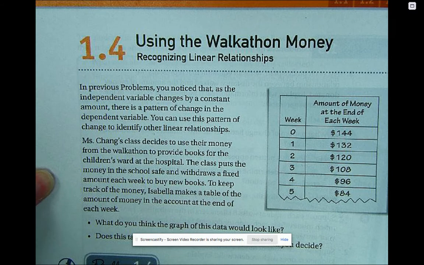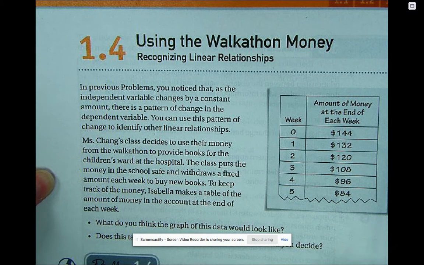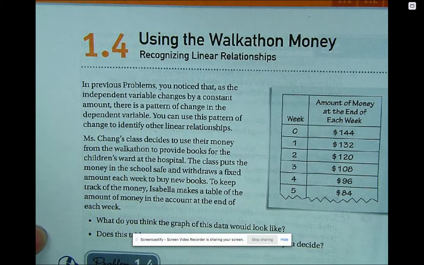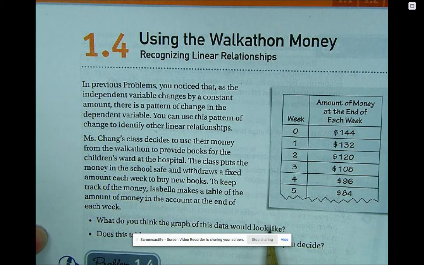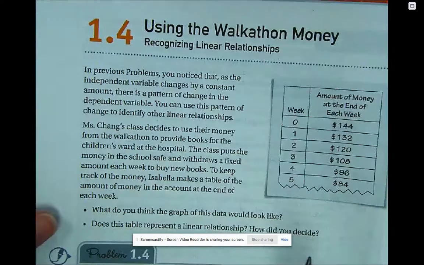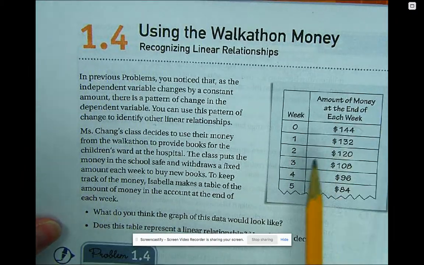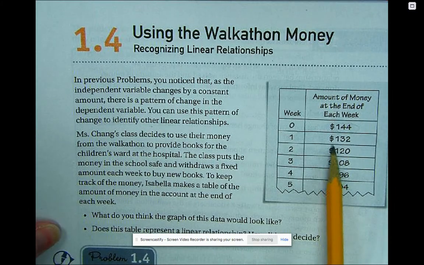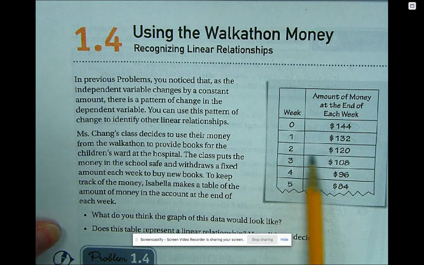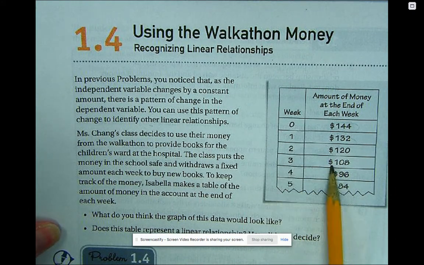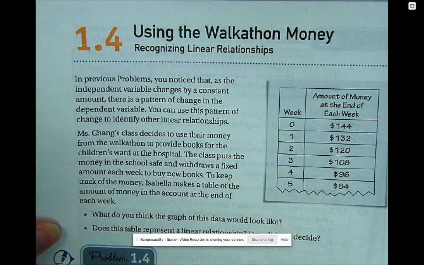hospital. The class puts the money in a school safe and withdraws a fixed amount each week to buy new books. To keep track of the money, Isabella makes a table of the amount of money in the account at the end of each week. Okay, so here's at week 0, we've got $144. After 1 week, we now have $132. After 2 weeks, $120. After 3 weeks, $108. 4 weeks, $96. 5, $98.